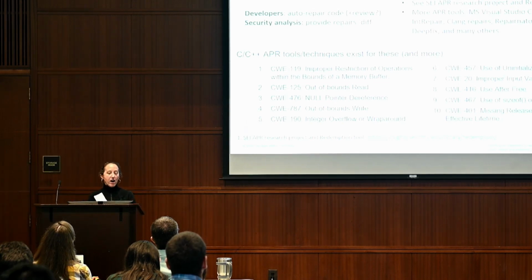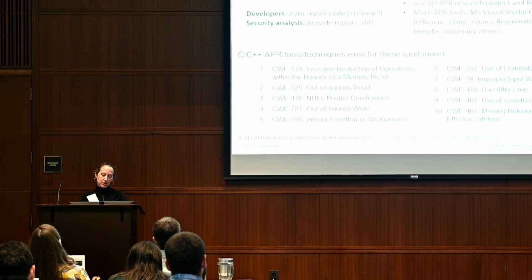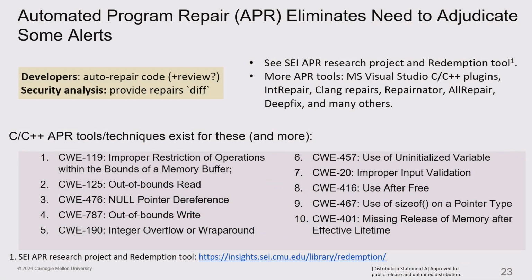So given that automated program repair, or APR, eliminates the need to adjudicate some alerts, our methods can be targeted at particular types of code flaws. The list on the bottom of the slide is of just 10 of the CWEs for which APR tools and techniques exist for C and C++.